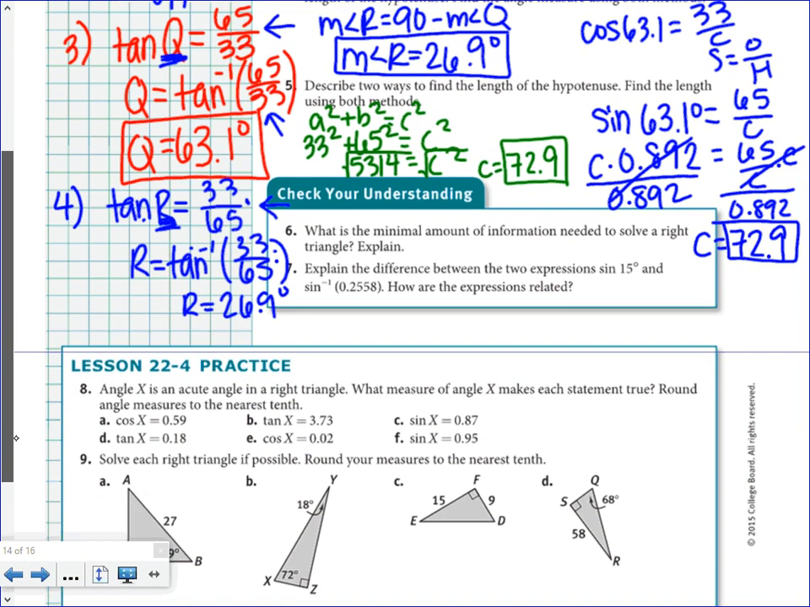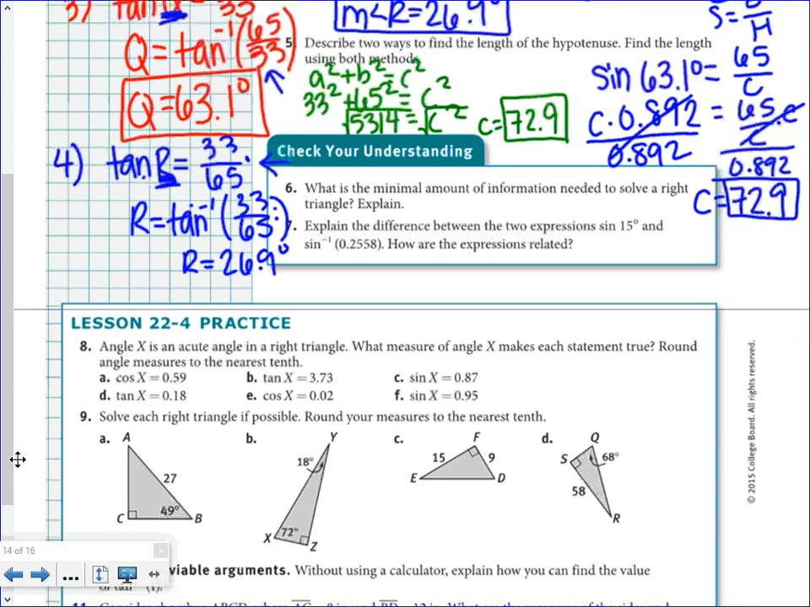So now let's look at number 6. What is the minimal amount of information needed to solve a right triangle? So what you need to be able to find the other missing parts is what this is asking. At a minimum, you need either 2 side lengths or 1 side length and 1 of the acute angles. We already know that we have a right triangle. So you have to have either 2 of your side lengths or a side length and acute angle.